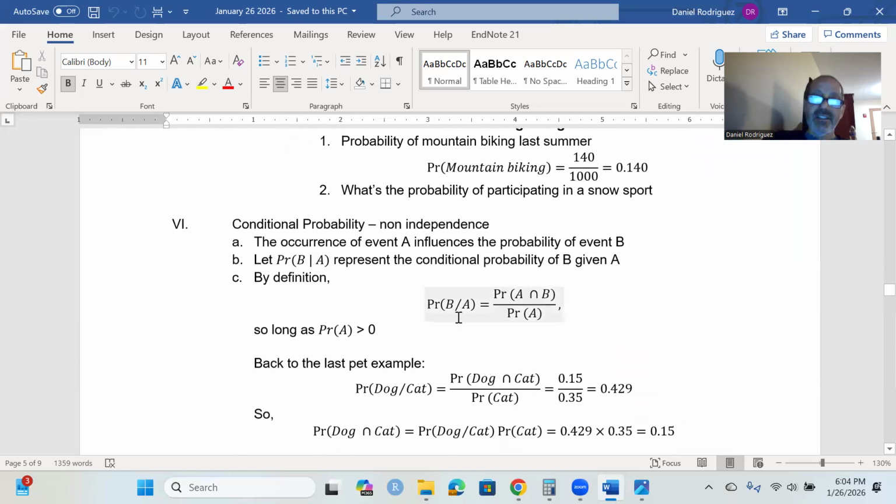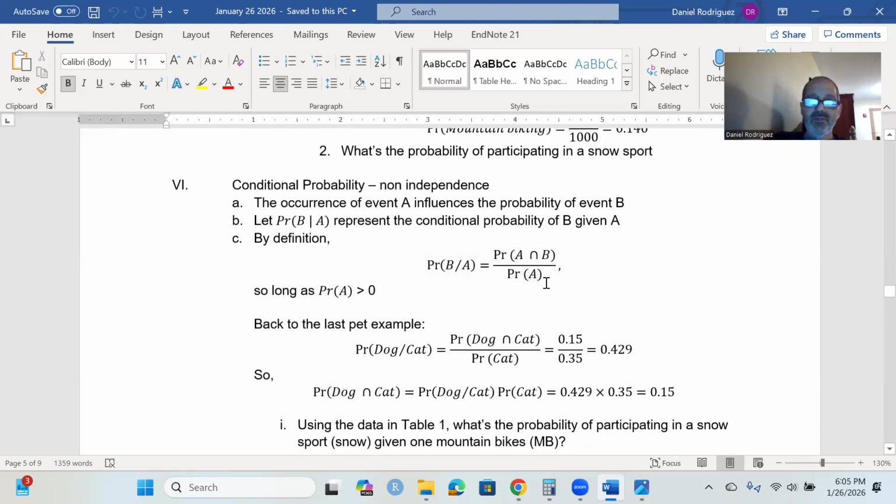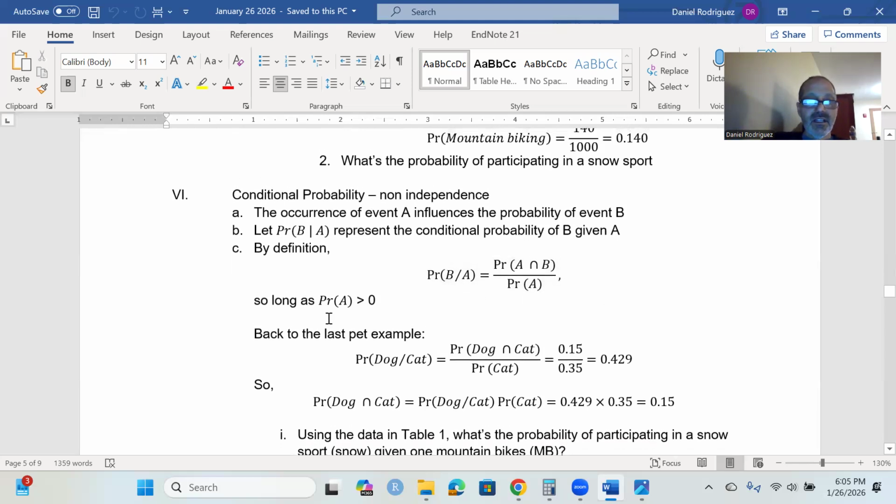By definition, the probability of B given A is the probability of A intersection B divided by the probability of A. Okay? We can play around with this a lot to solve many different problems because we just rearrange this equation. But there's a stipulation here. The probability of A must be greater than 0 because we can't divide by 0.